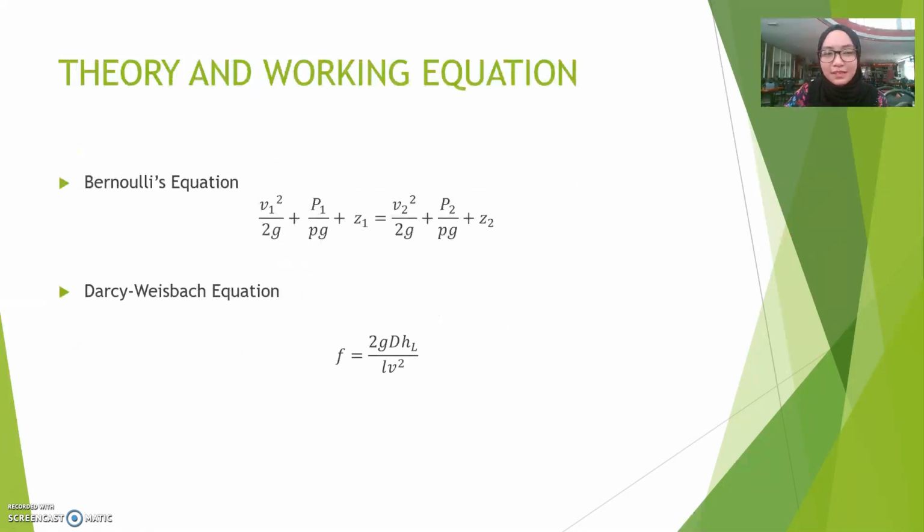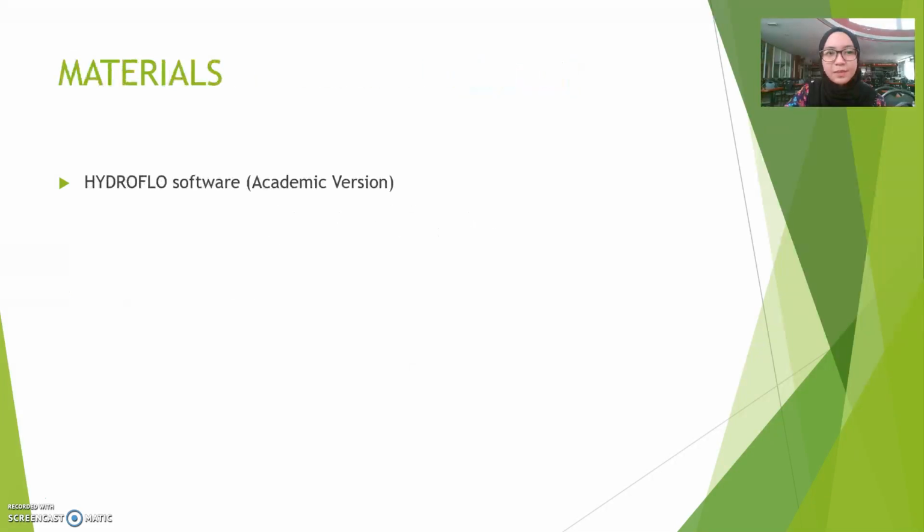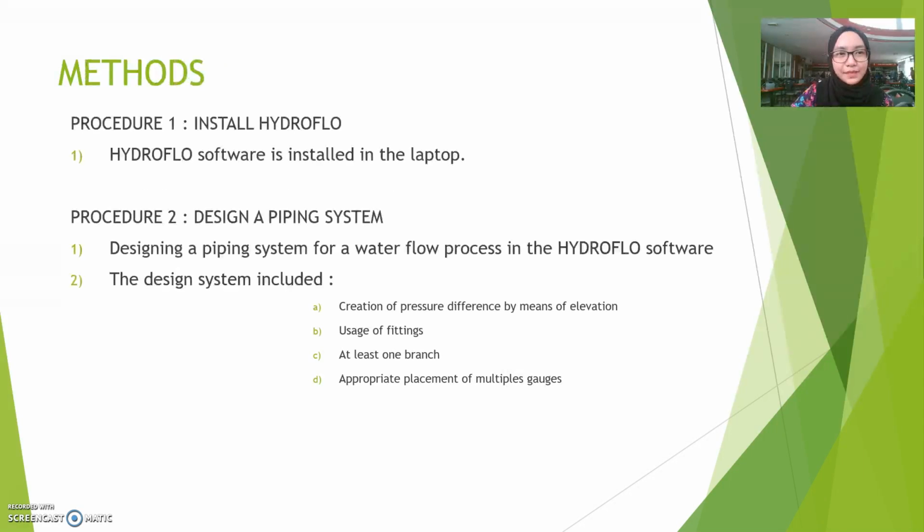For the theory and working equation, there are two theories that we use, which are the Bernoulli equation and the Darcy-Weisbach equation. The method used is Hydroflow software, academic version. There are two methods that we use: the first one is installing Hydroflow and the second one is designing a piping system.